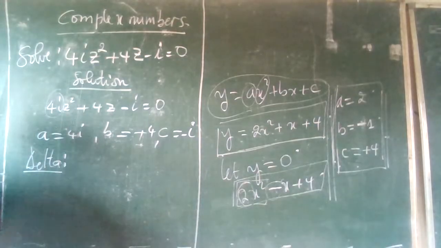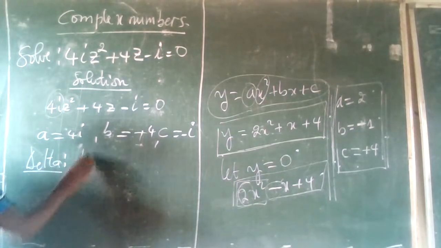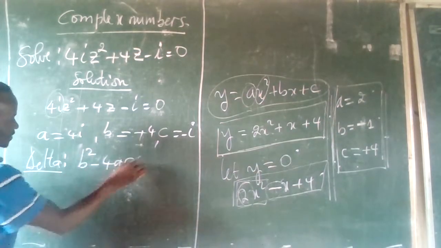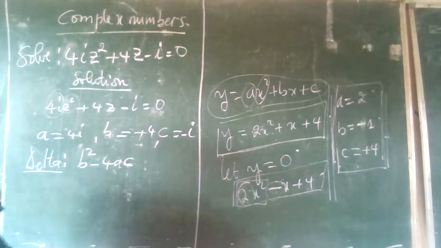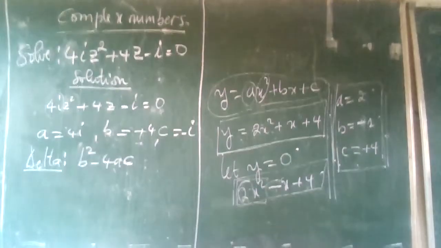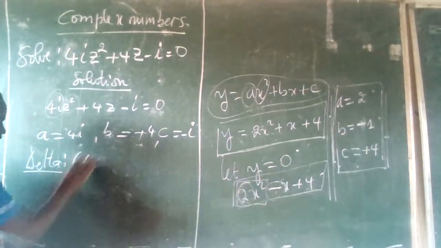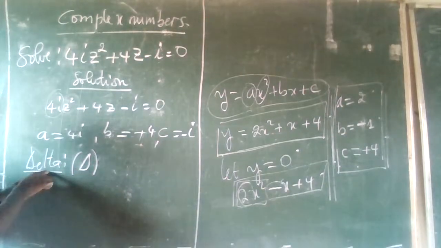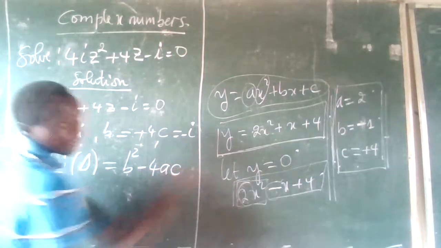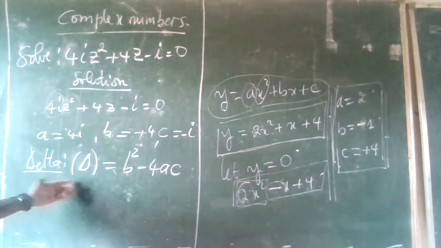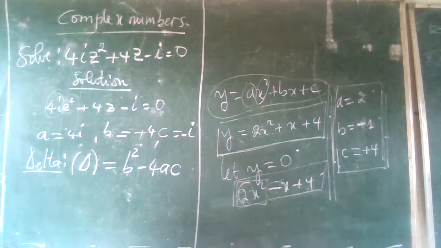Now about delta, its formula should be b squared minus 4ac. This is the formula of delta. Or it is our delta, a symbol of this, which is b squared minus 4ac. This is how to find delta by using this formula.